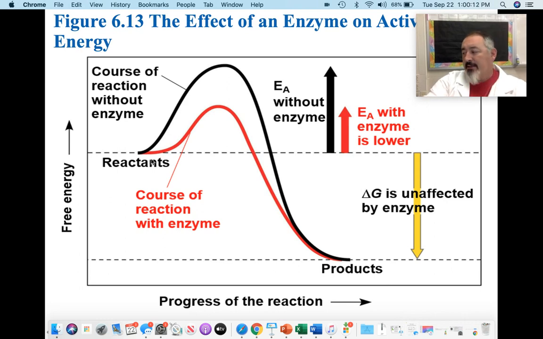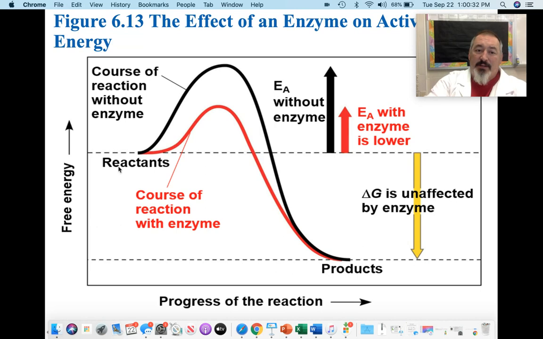So going from reactants to products. Notice that in the presence of an enzyme, the energy needed to get from reactants to products is much lower. So it will still occur without an enzyme, but it is easier for the enzyme to occur.